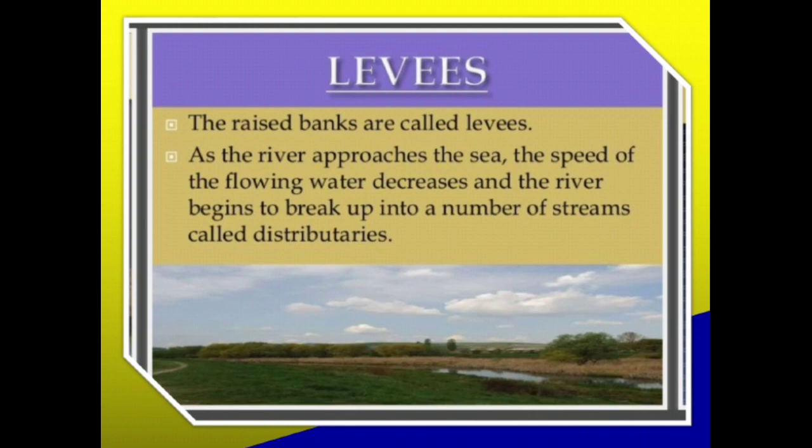As the river keeps on flowing, it approaches towards the sea, and when it approaches towards the sea, the speed of the river decreases. It breaks up into a number of streams called tributaries.